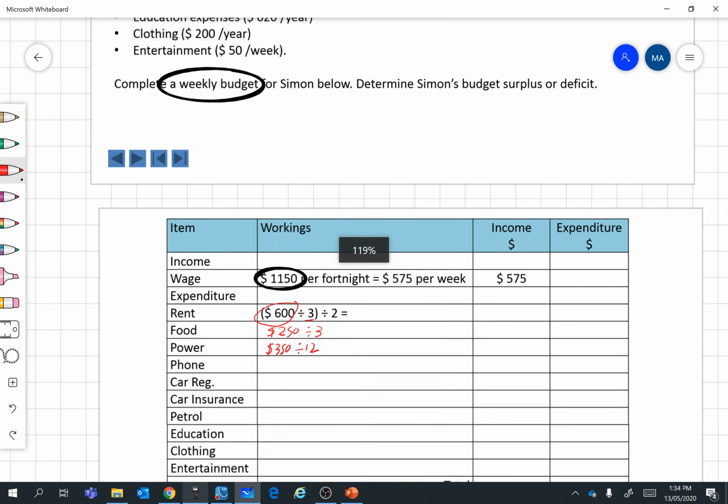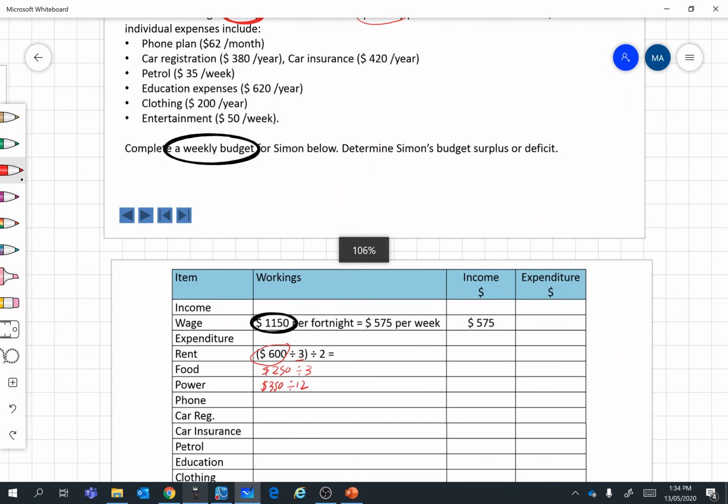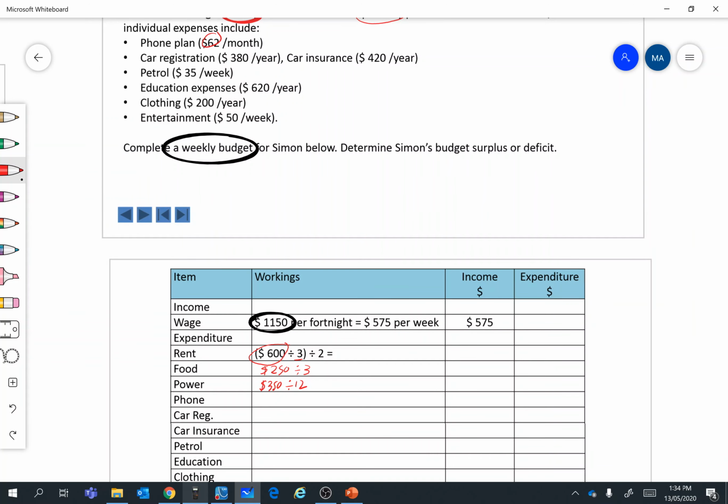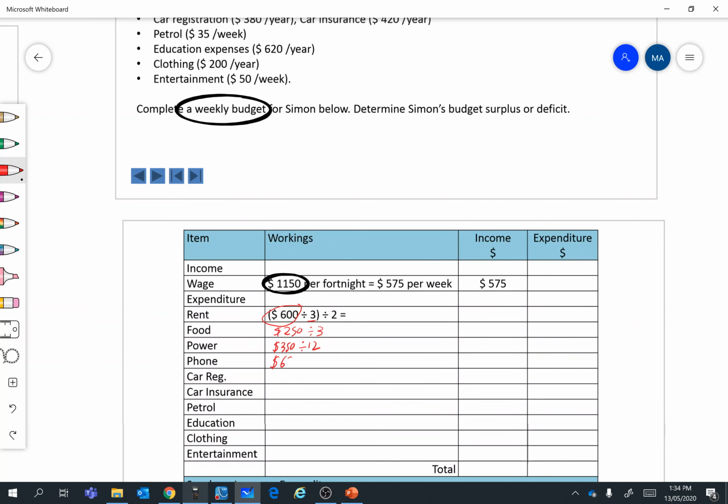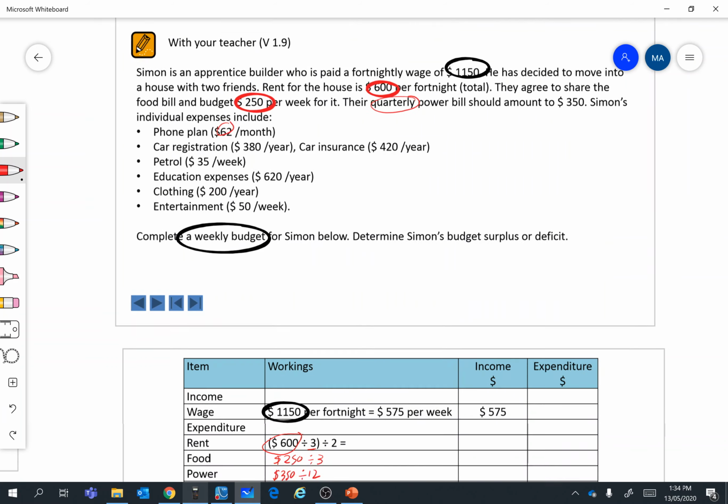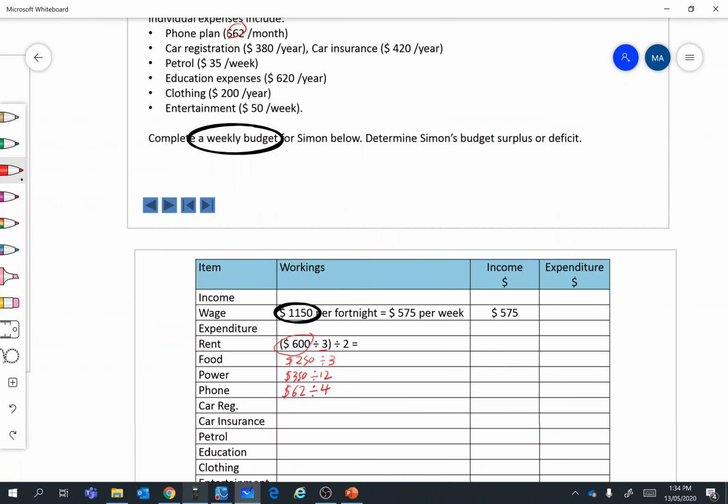The phone bill, Simon's phone bill, is given monthly. So it's $62 per month. Now, in a month there are 4 weeks, so to make that weekly, we divide by 4. Car rego is $380 per year, as we can see here. So $380 for a year. To make that weekly, we divide by 52. Same with the car insurance. That's $420 per year. We divide by 52 to make that weekly because there are 52 weeks in a year.